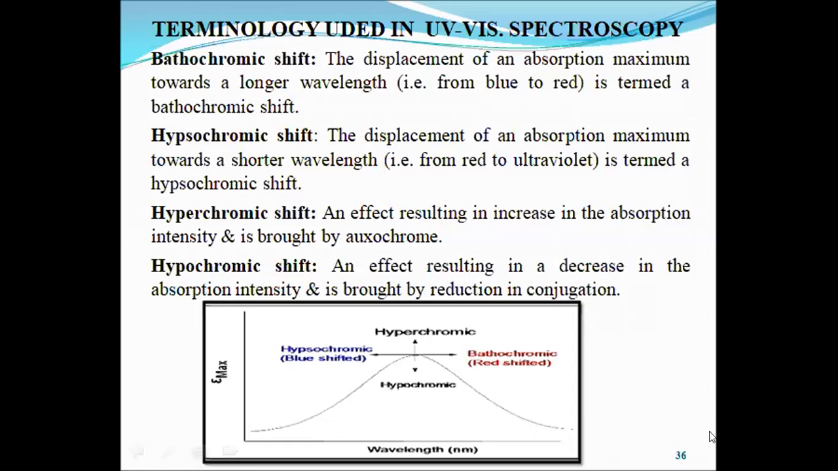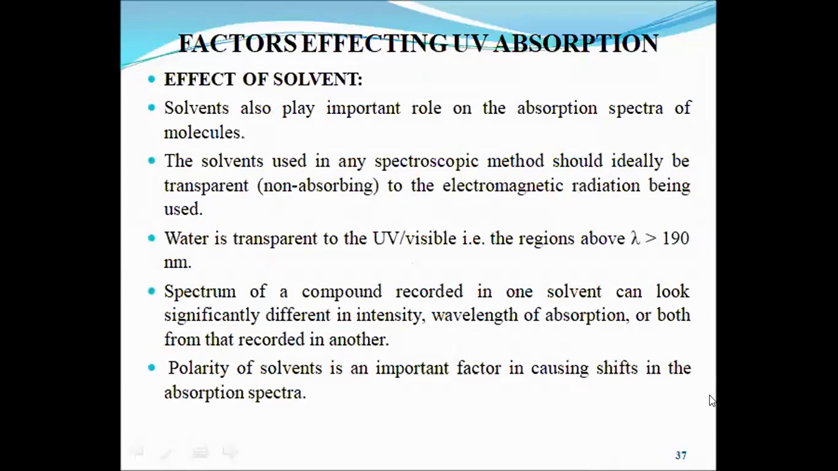So these are the 4 different types of shifts which can be seen in UV visible, or this terminology is commonly used in UV visible spectroscopy. This is again represented by this graph, with epsilon value and the wavelength in nanometer. We can see the curve, and when the wavelength tends to increase, this is termed as bathochromic shift or the red shift. When the wavelength tends to decrease towards the blue, it is termed as hypsochromic shift. When the increase in absorption intensity occurs, it is termed as hyperchromic shift. And when the decrease in the intensity is seen, it is termed as the hypochromic shift. So these were all the terminologies commonly used in UV spectroscopy.